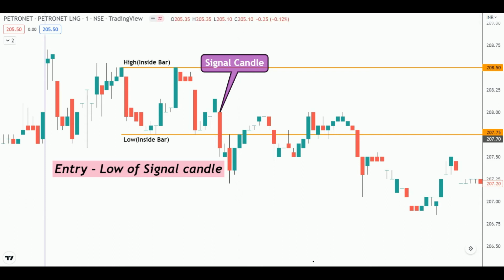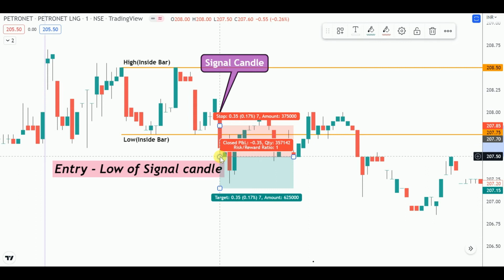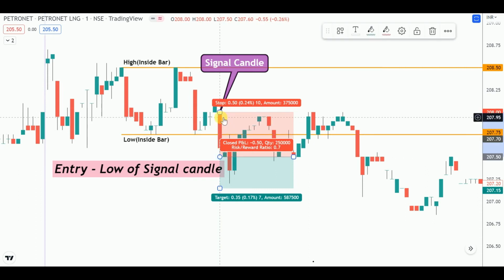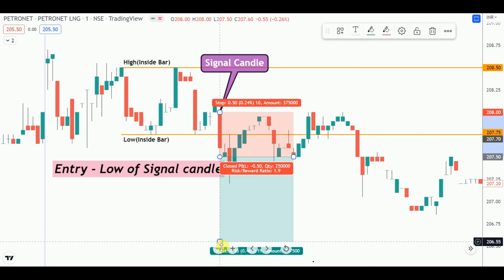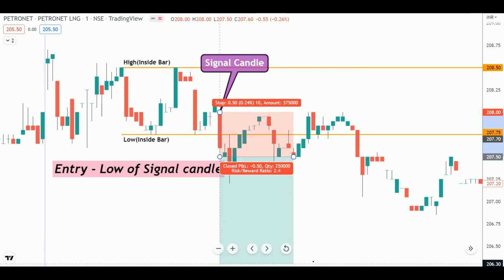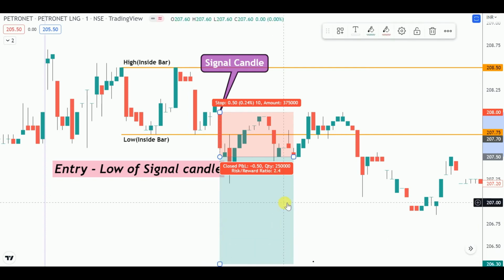The first one will be the high of this signal candle. So what we will do is enter at the low of this candle for the short position. We will keep our stop loss a few points above the high of this signal candle, and we will manage our risk to reward at least 1:3 or 1:4 or 1:5.